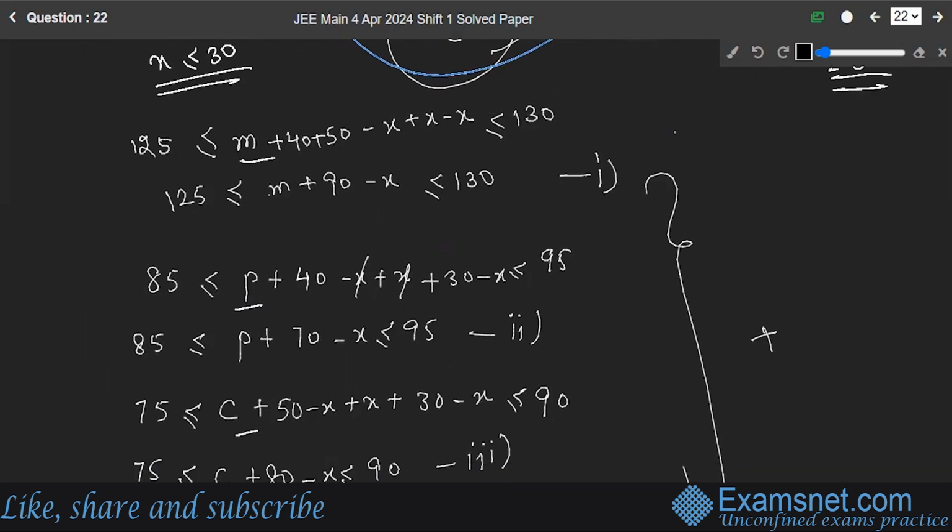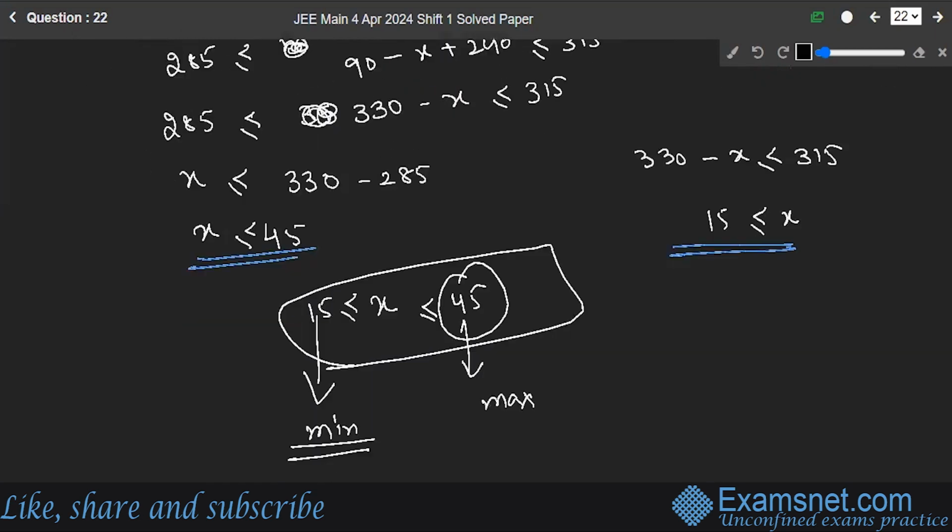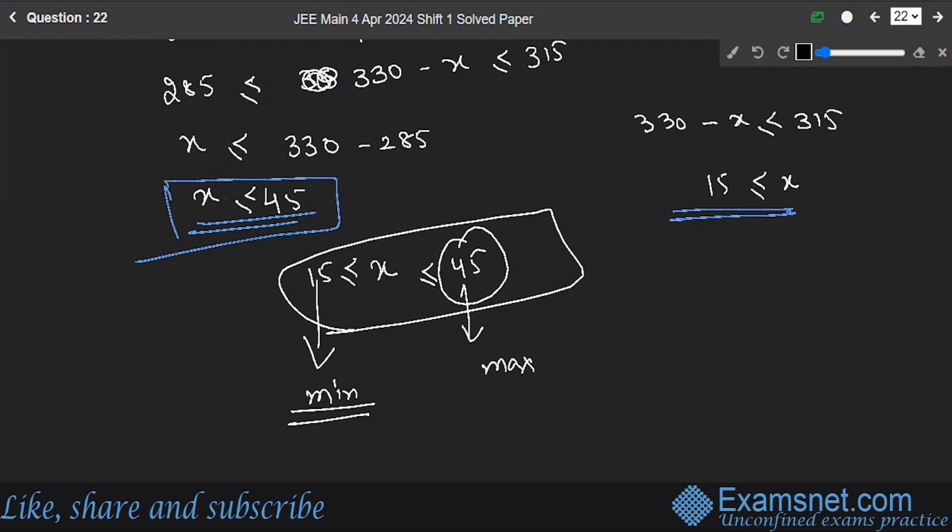Now let's add all these three together. So you will get this range: x is less than or equal to 45 and greater than or equal to 15. But I cannot take x less than or equal to 45 because in that case, the number of students who have opted for physics and chemistry will be negative, which is not possible. So I will pick it up from here only. 30 minus x should be greater than or equal to 0. That means x should be less than or equal to 30. So this is the maximum value for x and the minimum one we already solved.